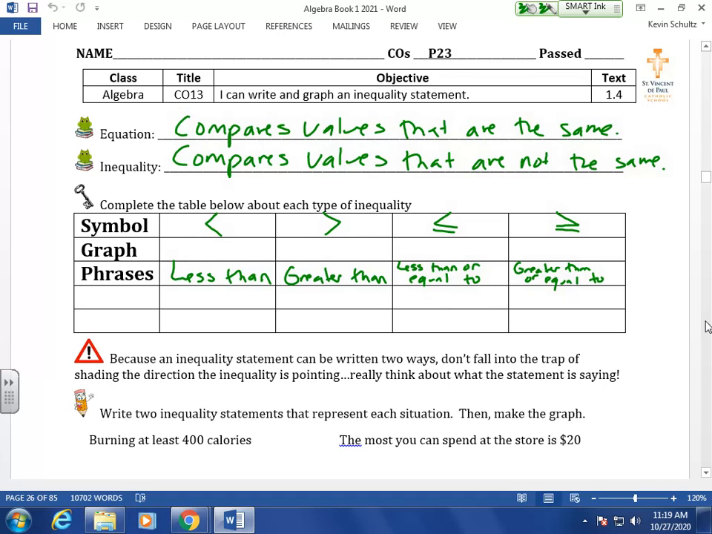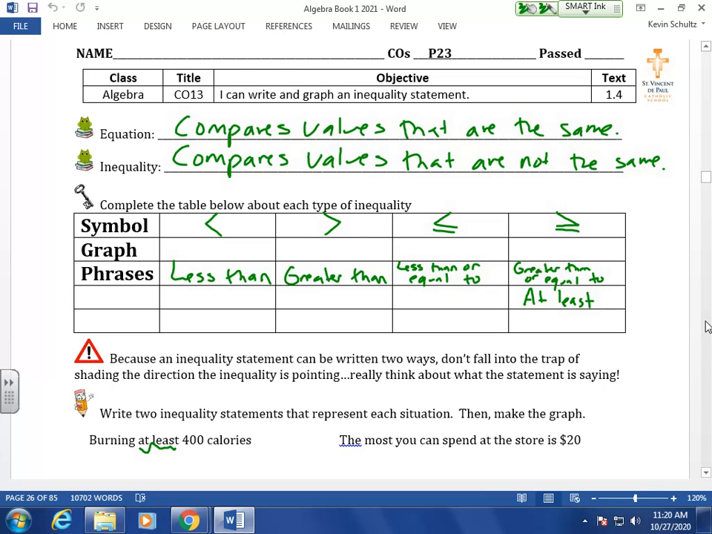So let's go down this first one here. Burning at least 400 calories. Just look at the graph of that. First of all, which symbol does at least refer to? Brent? Greater than or equal. Very good. It's kind of tricky because you see the word least and you might think less than, but if you're saying at least 400 calories, that means you want 400 calories or more, right? So the phrase at least belongs with greater than or equal to.